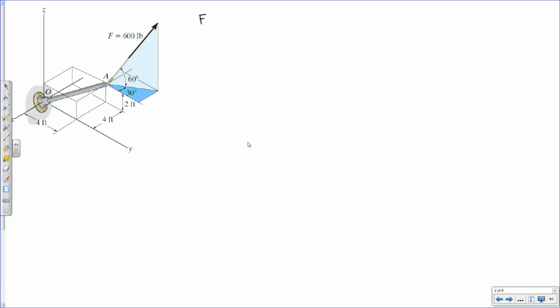So our force we want in terms of I hat, J hat, and K hat quantities. So if I'm going to determine the I hat, I need to take the magnitude, 600 pounds. I'm going to project it down onto the XY plane, or parallel to the XY plane, by taking the cosine of 60 degrees. That gives me the length of that line, this black line that I've shaded in here. But I only care about the component that is in the X direction.